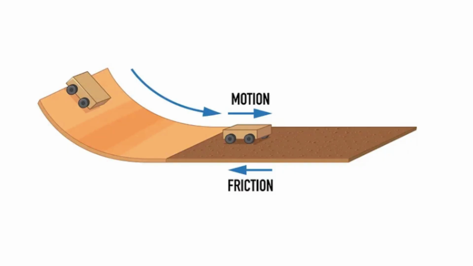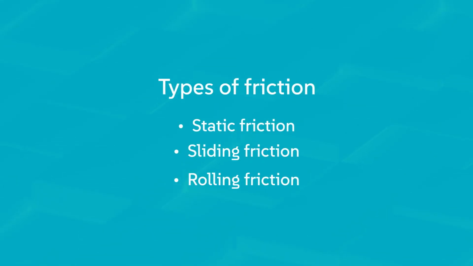In this way, motion and friction are closely connected. Motion tries to keep an object moving, while friction resists that motion and controls how long or how far the object moves. There are different types of friction.